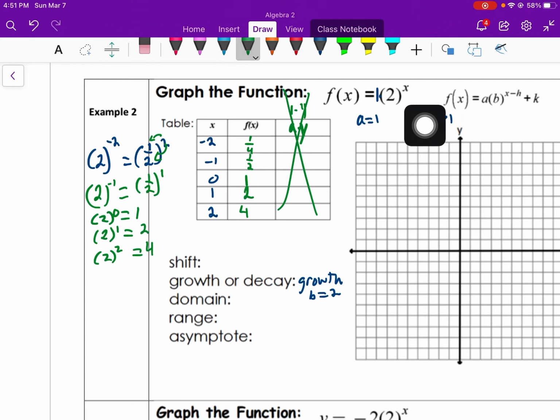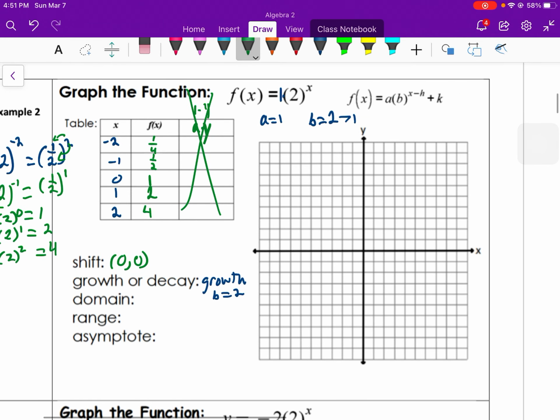And then there is no HK associated, so there is no shift for our function, so it does start at 0, 0. And then we can plot our points. So -2, a fourth, so 1, 2, and then a fourth. And then -1, half, 0, 1. Hopefully pretty quickly you can see that it's going to be growth. 1, 2, 2, 1, 2, 3, 4. And it grows really quickly. And that's what happens with exponential functions.